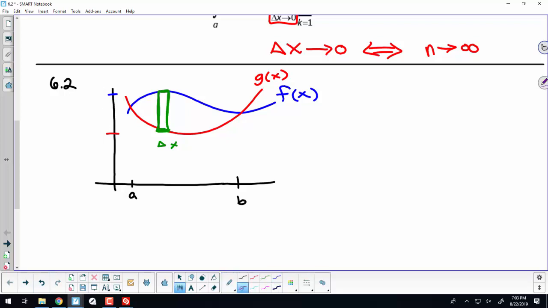So let me label this, this is the h that we're trying to measure. The height of each rectangle is just given by f of x minus g of x. But more generally speaking, we could interpret that as the top function minus the bottom function.